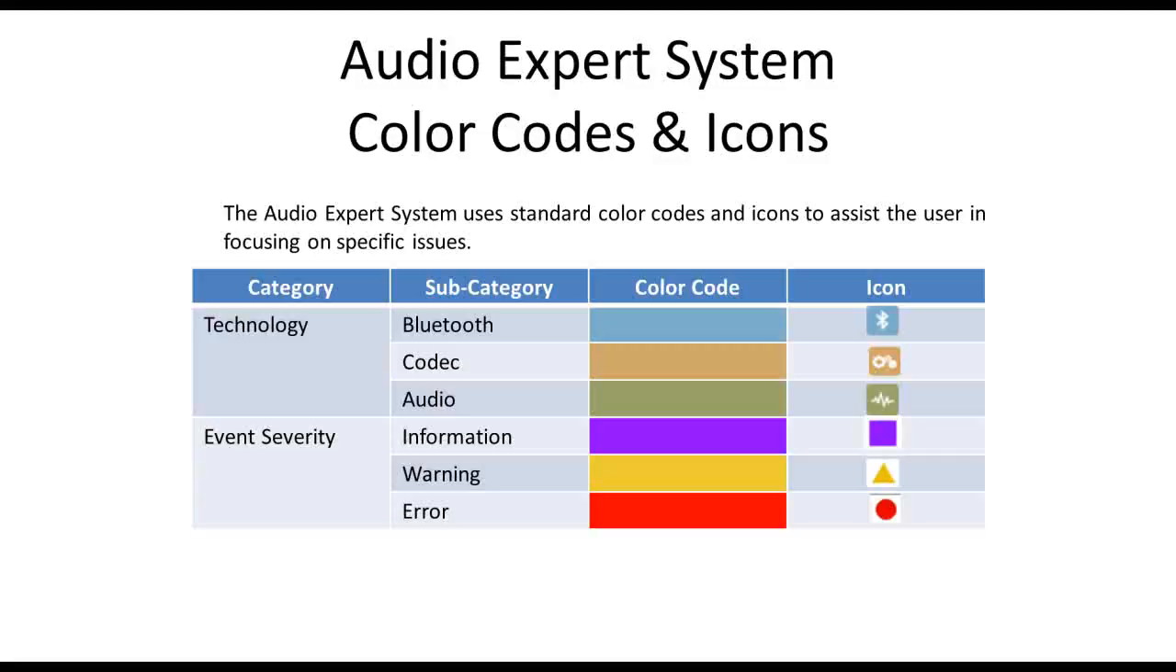Likewise, in the audio events, we have event severities that are either information, warning, or error. Error, for example, has a color code of red and an icon of a red dot. Seeing either the color code or the icon will focus the user on the fact that that event is an error.